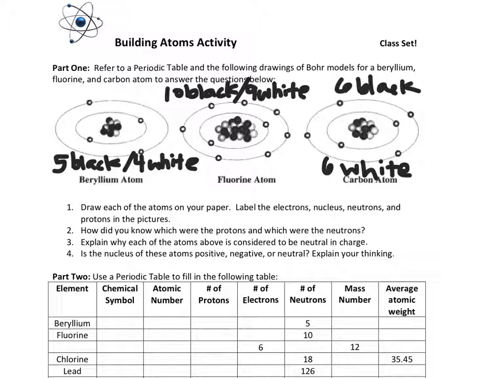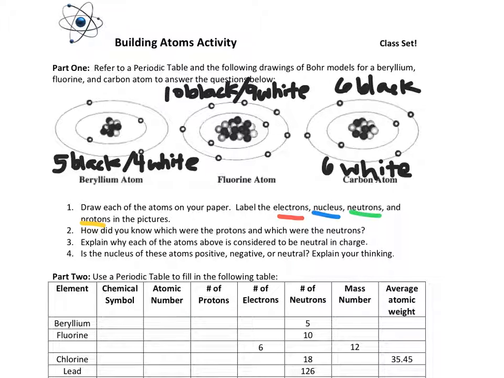I've given you a couple of hints down here, around the surrounding pictures. Because it's kind of hard to tell, in the center, in the nucleus, we have 5 black circles and 4 white circles. And then on the outside of the nucleus, in those rings, we have 4 as well. 2 in the first ring and then 2 in the second ring. So what we need to do after you've drawn it, you need to label the electrons, the nucleus, the neutrons, and the protons.